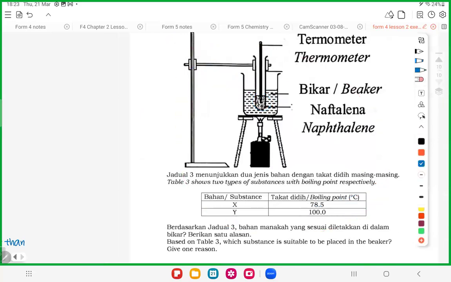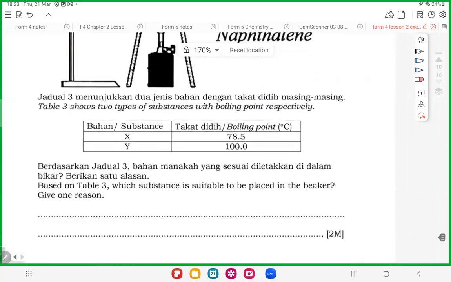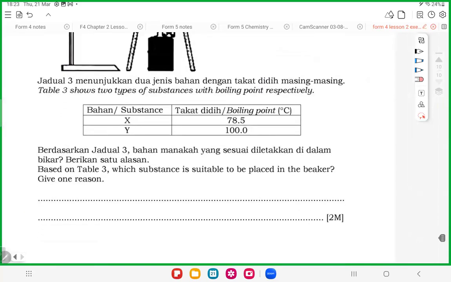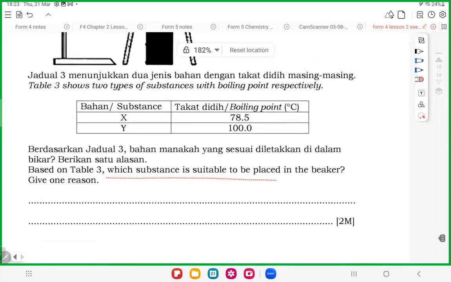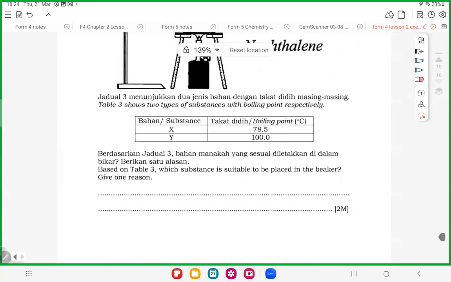So how to put it in a proper sentence? You see, they give you 2 marks for this question. They ask which substance is suitable. You just mention substance Y, you get 1 mark. Mr. Martin, if I don't write the word substance, I just write Y, can or cannot? Can. You can put Y and full stop. It's okay. 1 mark.